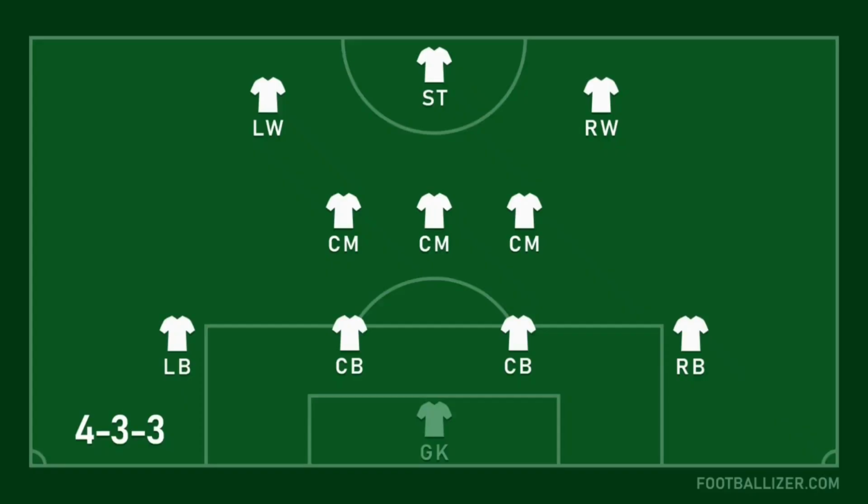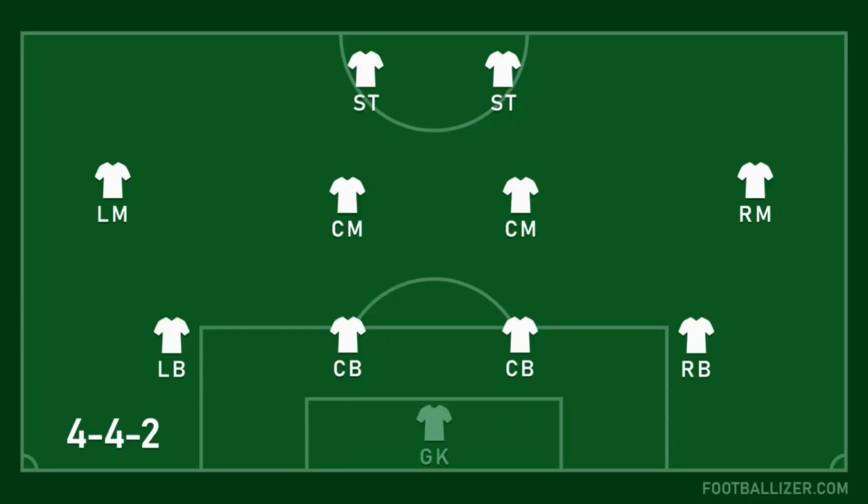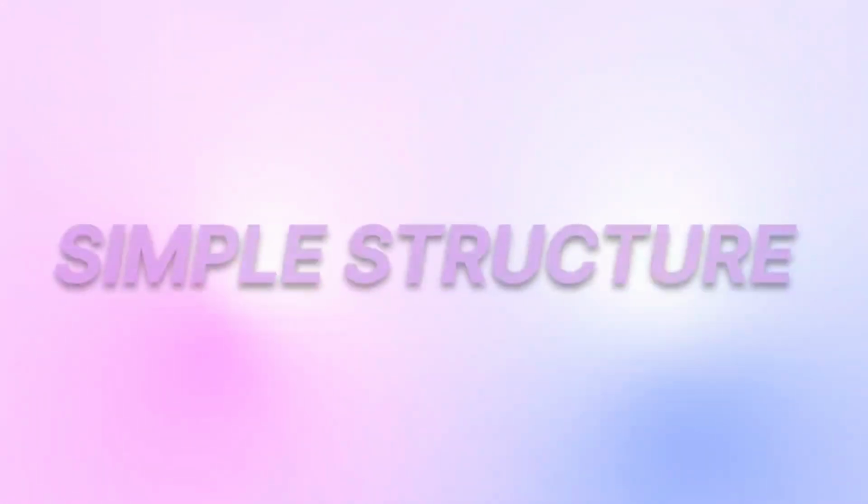Example 1. 4-3-3. This means 4 defenders, 3 midfielders and 3 attackers. This formation is often good for attacking football, wing play, pressing high. Example 2. 4-4-2. This means 4 defenders, 4 midfielders, 2 strikers. This formation is often used for balance, teamwork, simple structure.